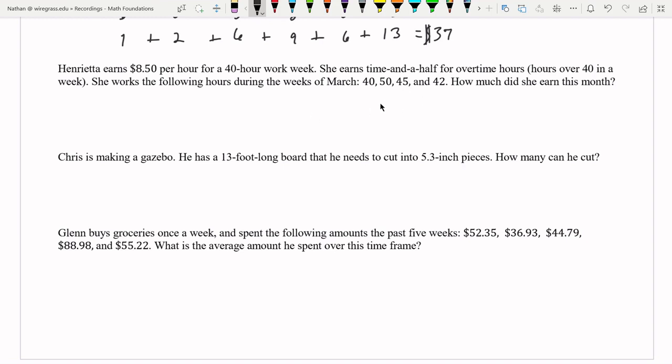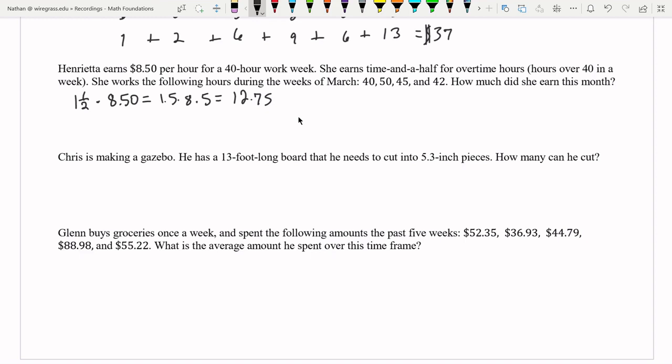Well, there's a couple ways you can think about this, but she's 40 hours, she makes $8.50. And for anything over 40, she's going to make time and a half, or 1.5 times her wage, which is 1.5 times 8.5, which is going to end up being, on the calculator, $12.75 per hour. For any hour over 40, not for all the 40 hours, right? The first 40 hours is $8.50. Anything over that is going to be this amount.